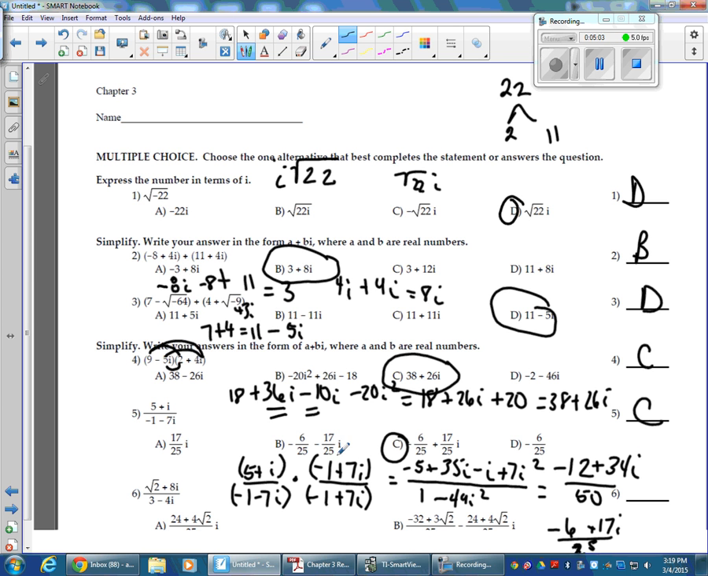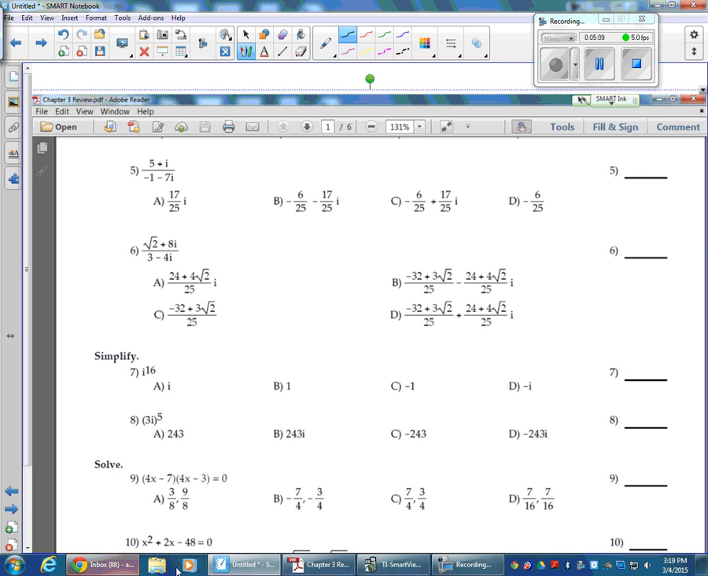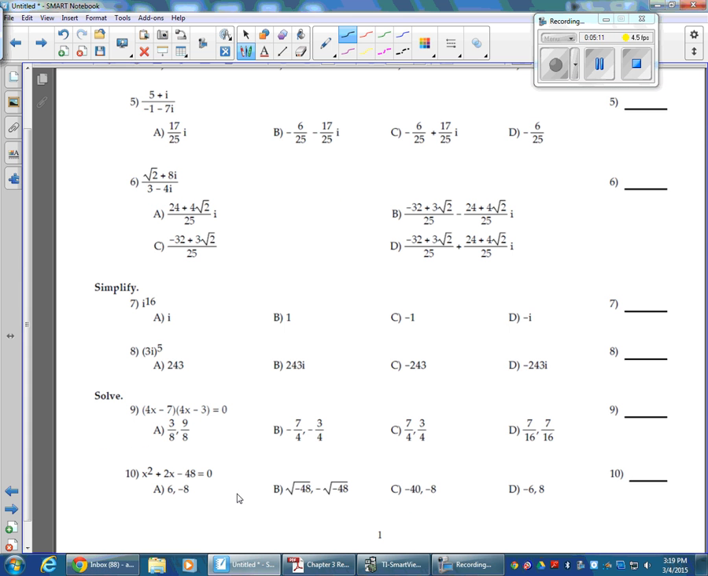All right, number 6. I know it's down here, but the answers aren't here, so I'm going to go over here to do number 6. Square root of 2 plus 8i over 3 minus 4i. So I'm going to multiply again by the conjugate, so that's 3 plus 4i, top and bottom.